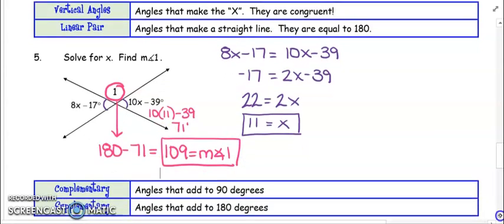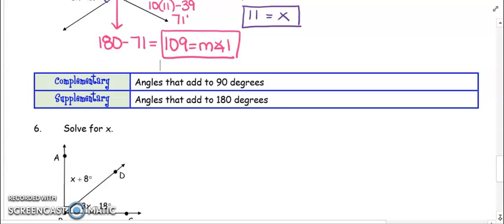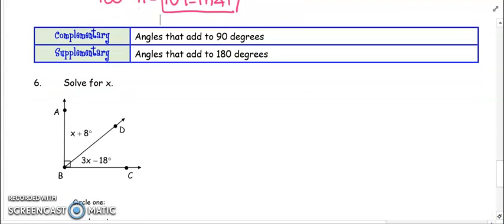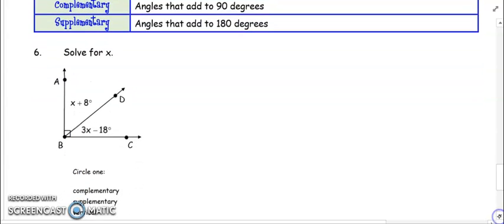All right, now the last thing that we're going to talk about are complementary and supplementary angles. Keep in mind, complementary angles add up to 90 degrees. Supplementary angles add up to 180 degrees. So if we take a look at number 6, I see this little right angle here. The right angle means that these angles are complementary, meaning that x plus 8 plus 3x minus 18 is going to equal 90.